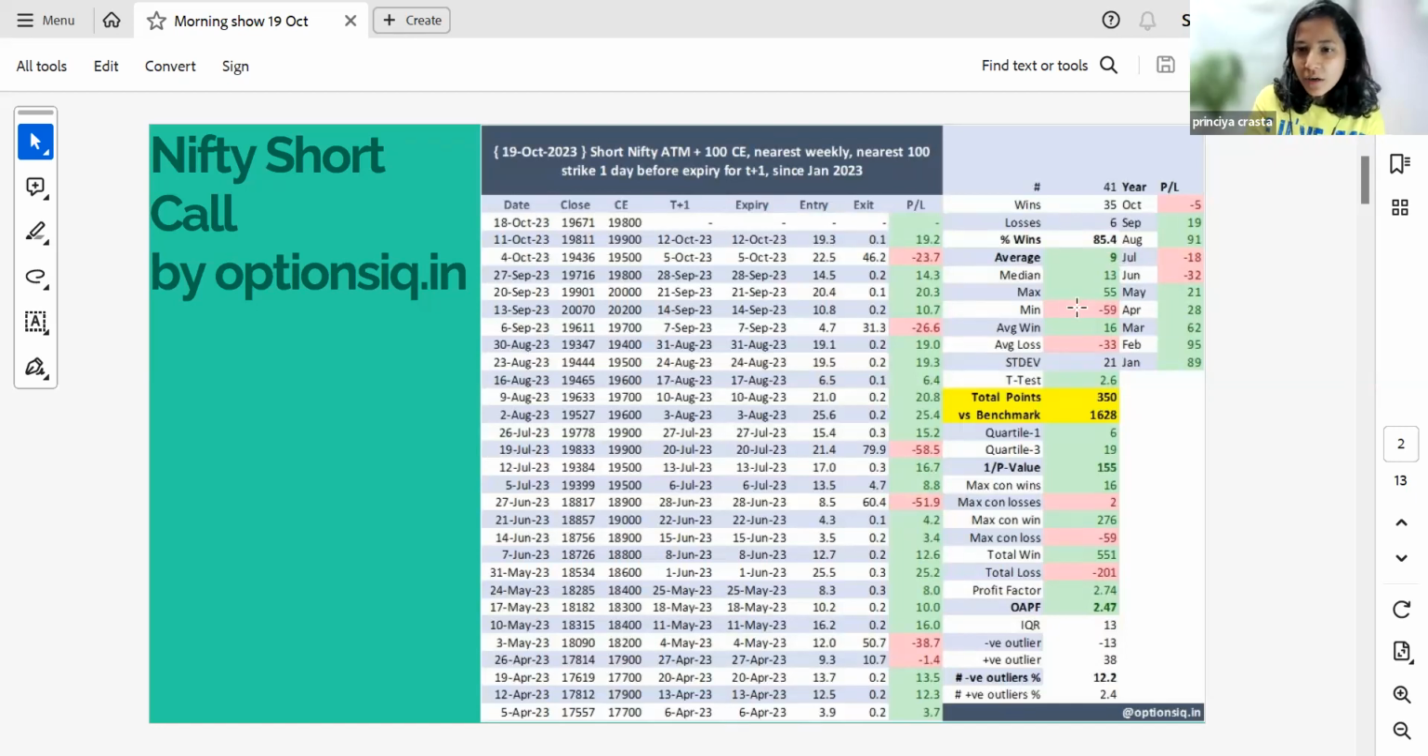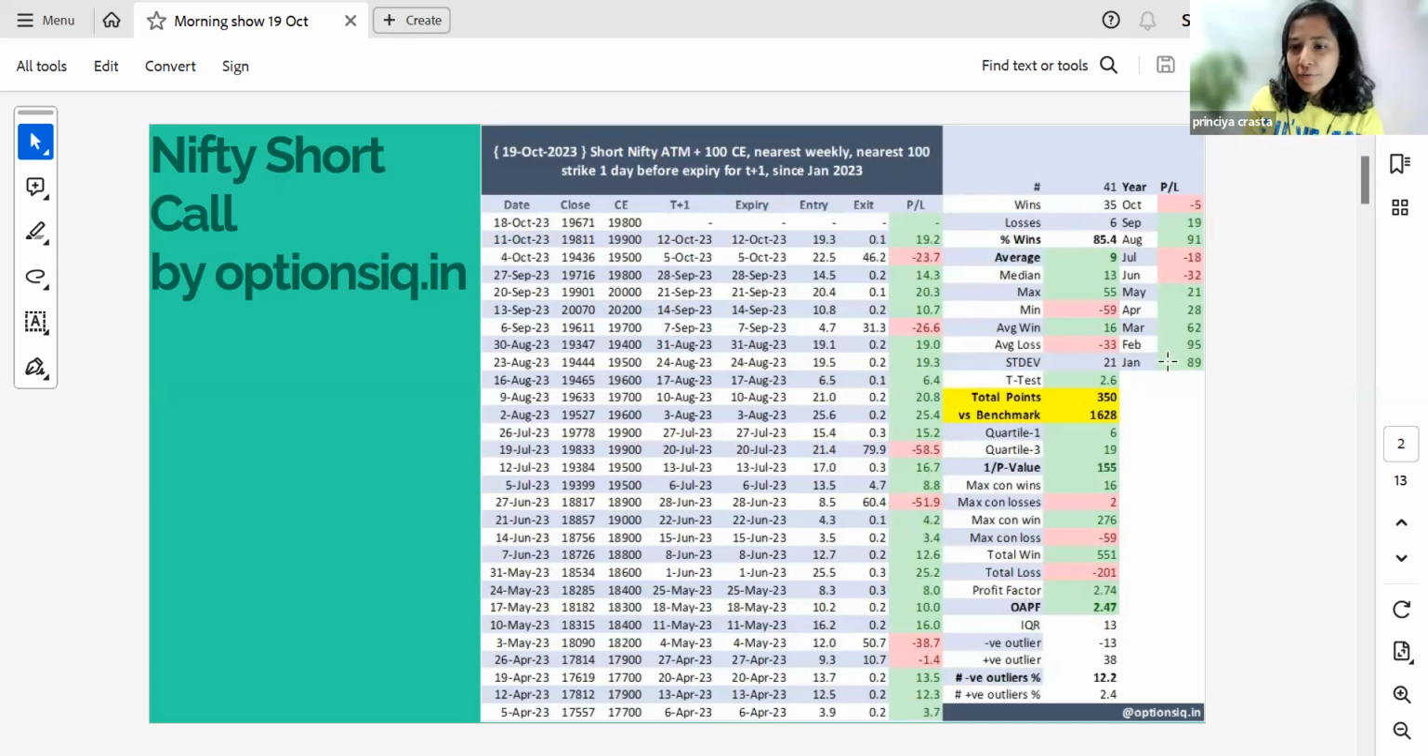Max loss was 59 points, which was on 19th of July. If you would have played this strategy, you would have made 350 points versus the benchmark of 1628, which is around 21% on a YTD basis. The 1 by P value is more than 20, which means that the data is statistically significant. And profit factor here is 2.74, which means for every $1 you lost, you would have made around $2.74.